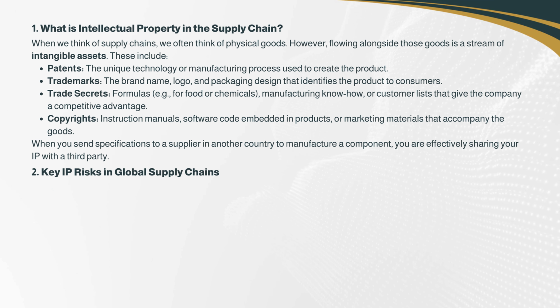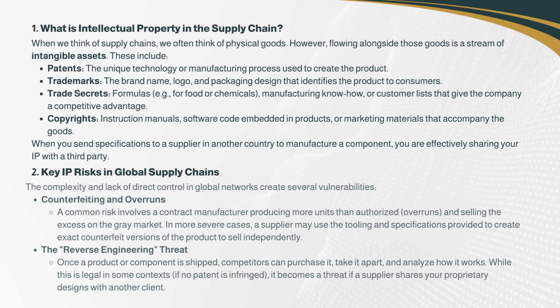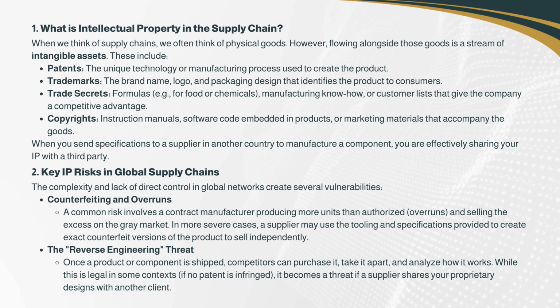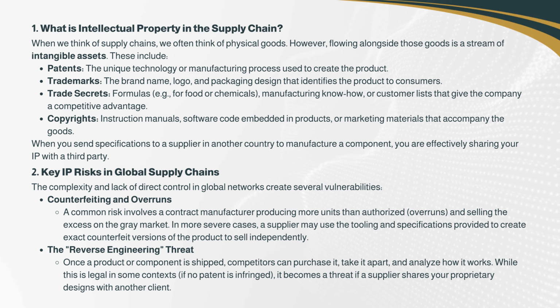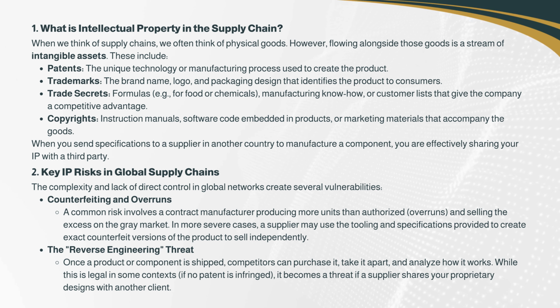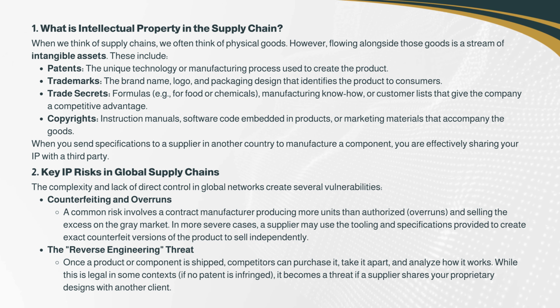2. Key IP risks in global supply chains. The complexity and lack of direct control in global networks create several vulnerabilities: counterfeiting and overruns. A common risk involves a contract manufacturer producing more units than authorized, overruns, and selling the excess on the gray market. In more severe cases, a supplier may use the tooling and specifications provided to create exact counterfeit versions of the product to sell independently.